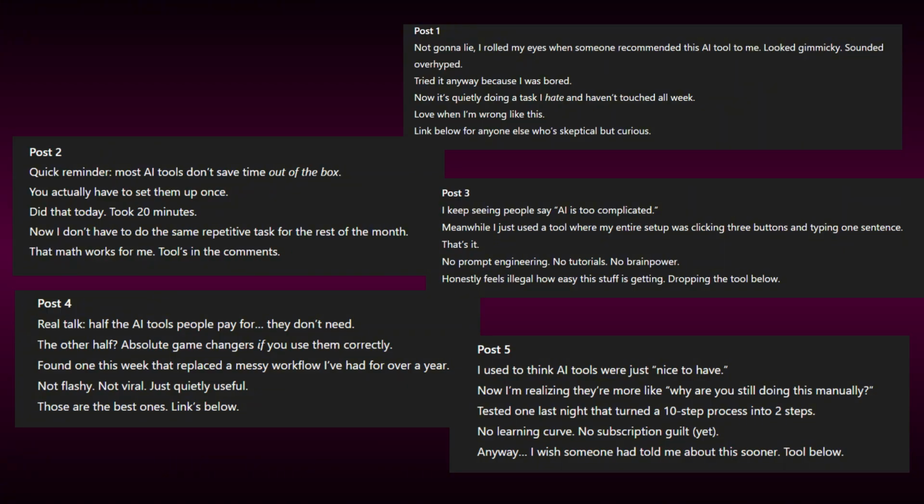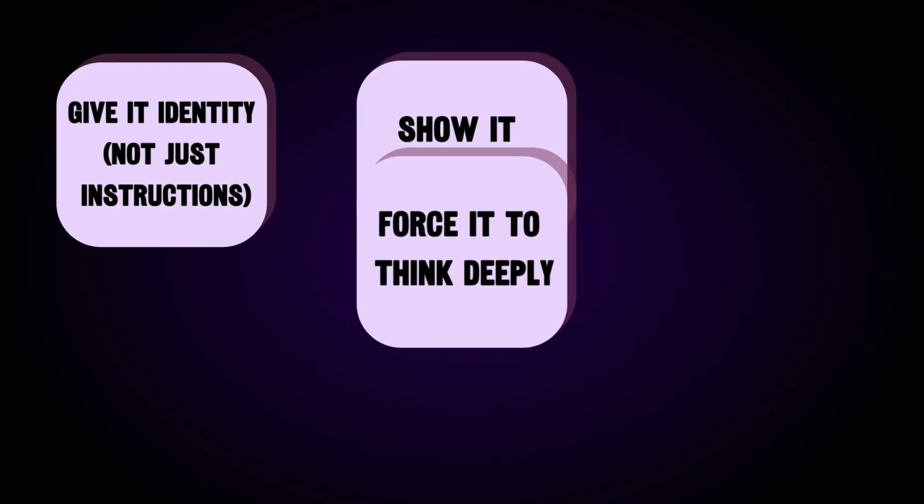And now you look at this. This is like an actual human writing, and it picked up the casual tone, the honesty, even the structure of how I write. Now let's come down to the third technique, that is force it to think deeply.